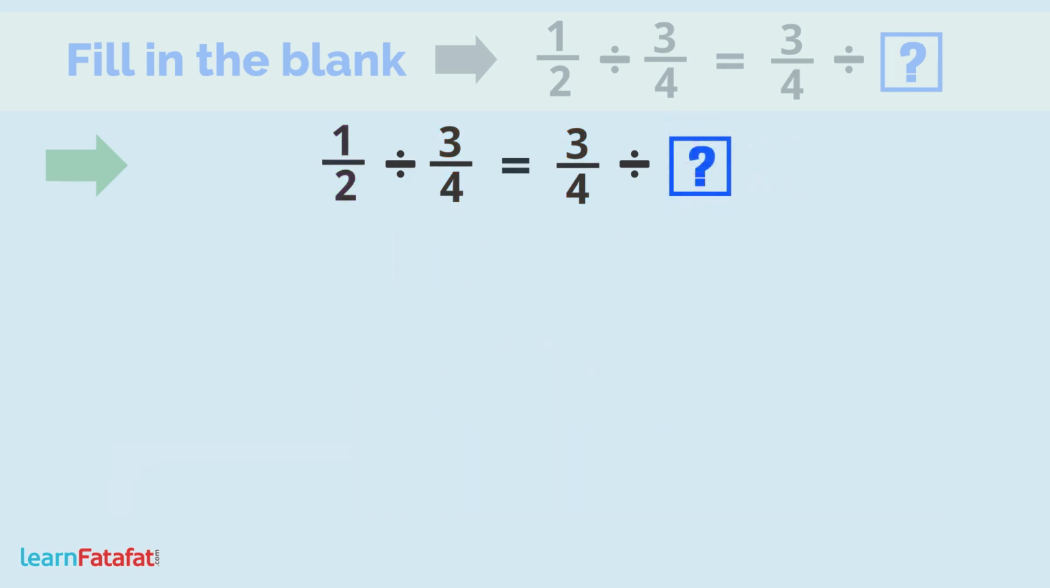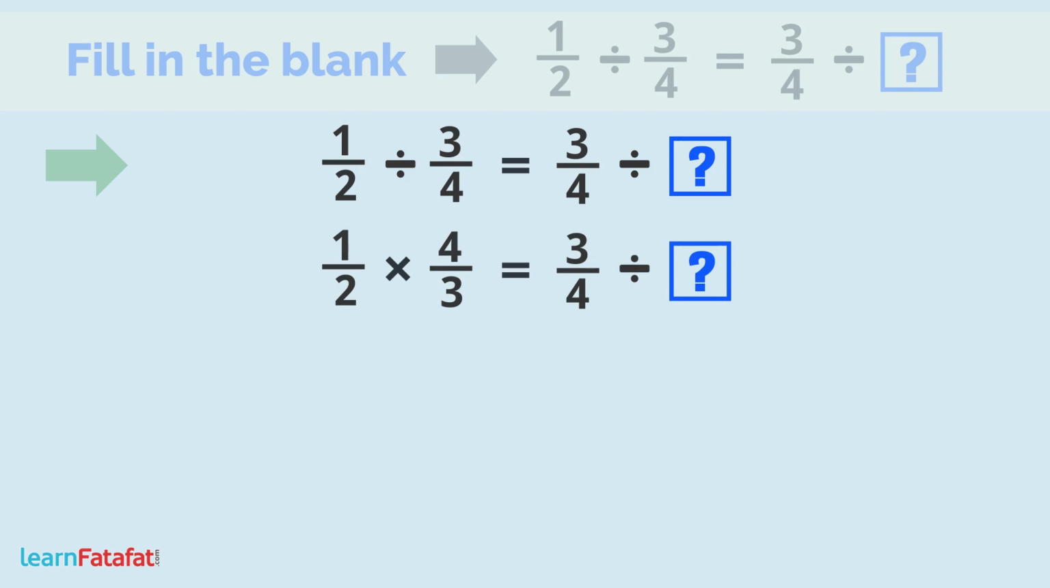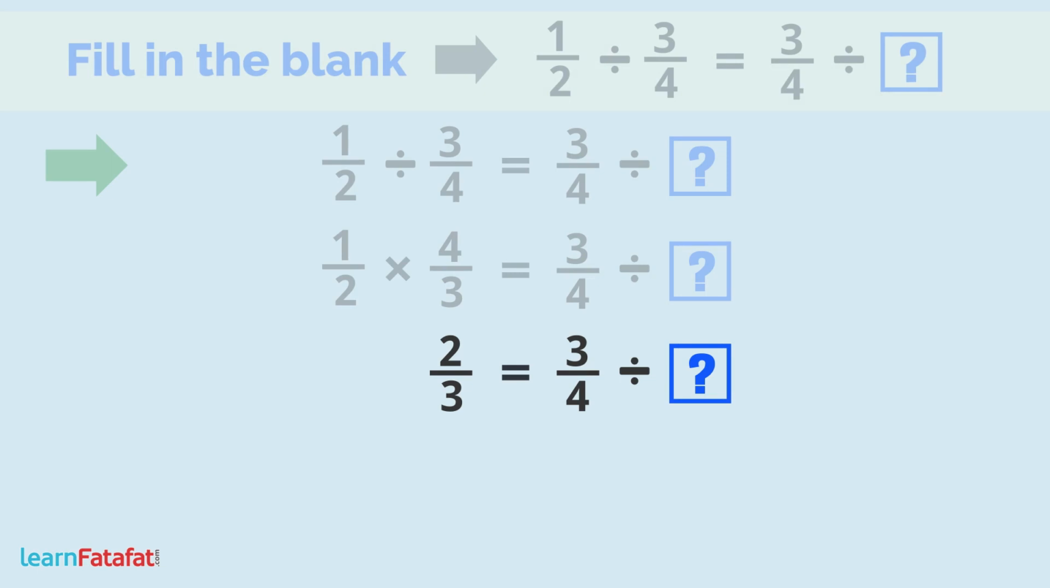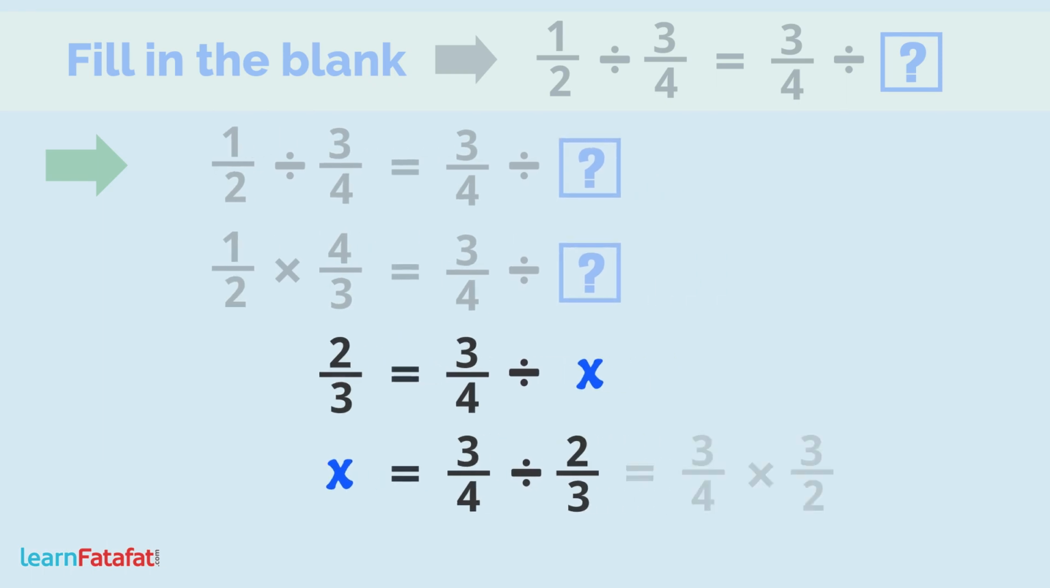First solve LHS. Solving LHS gives answer 2 by 3. The same must be the result of division of 3 by 4 by the missing number. Let's take the missing number as x. Solving for x, we can write x equals 3 by 4 divided by 2 by 3. Solving this, we get value of x as 9 by 8. That is, the missing number is 9 by 8.